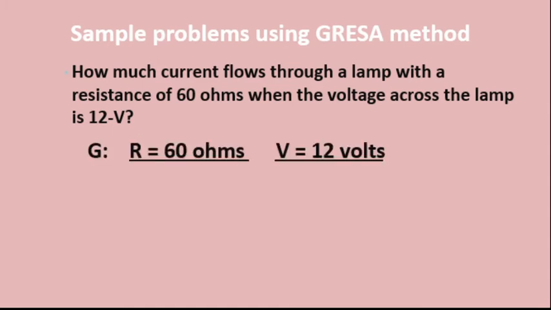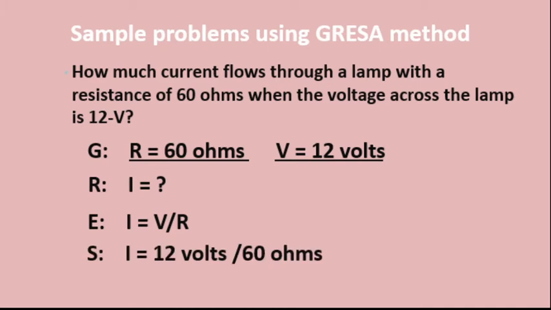Using the GRESA method, G for given numbers: we have resistance equal to 60 ohms and voltage equal to 12 volts. Required: we're going to find the current. Equation: current is equal to voltage divided by resistance. Solution: current is equal to 12 volts divided by 60 ohms. And the answer is current is equal to 0.2 amperes.